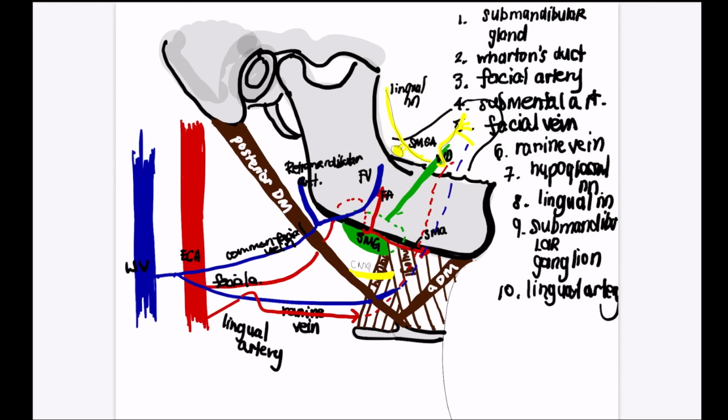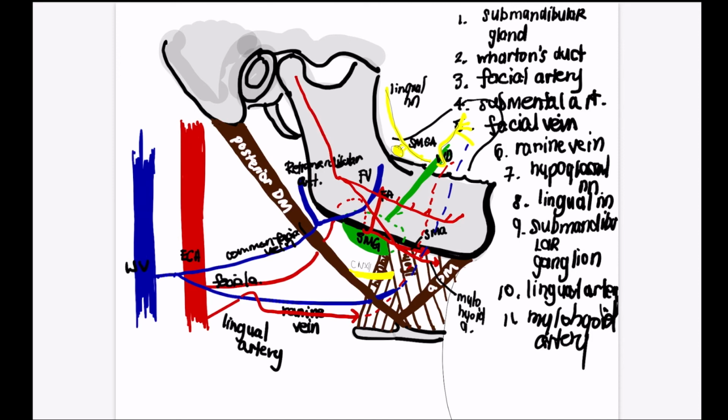Our next structure is the mylohyoid artery, which is a branch of this artery. This is called the inferior alveolar artery of the maxillary artery, and its branch is this one. This is the mylohyoid artery. And also another structure is the mylohyoid nerve. Our second to the last structure is a group of lymph nodes, or we can call it sublevel 1B lymph nodes or the submandibular group of lymph nodes.